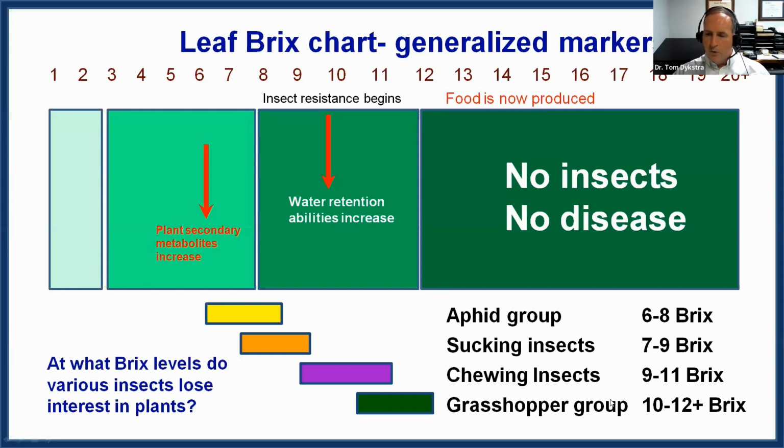But the grasshopper group will leave. I'm suggesting brix levels at which insects lose interest in plants. So at about 10, 11, or 12 brix, the grasshoppers will start to lose interest in a plant, and they will stop biting, and they will stop eating the leaves or doing whatever they're doing. And so this is what has been noticed.